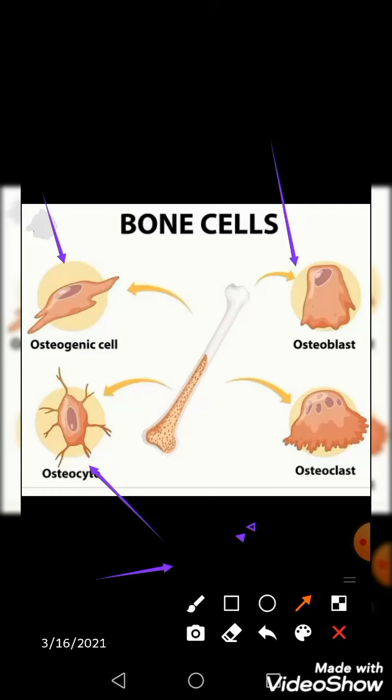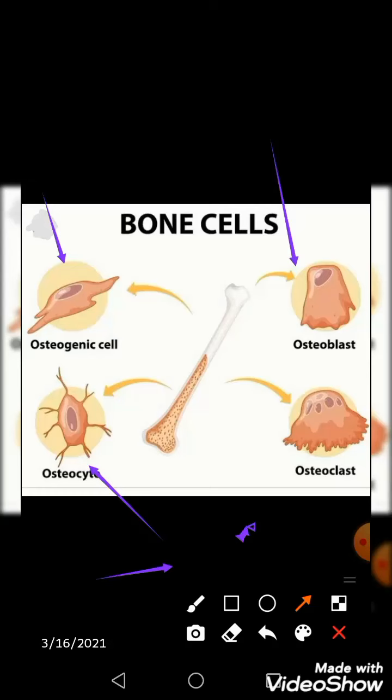Now the function is that it has to maintain the bone, so you can mention that bone maintenance is the responsibility of this particular cell, and the function of the osteoblast was to form the bone, meaning bone formation.